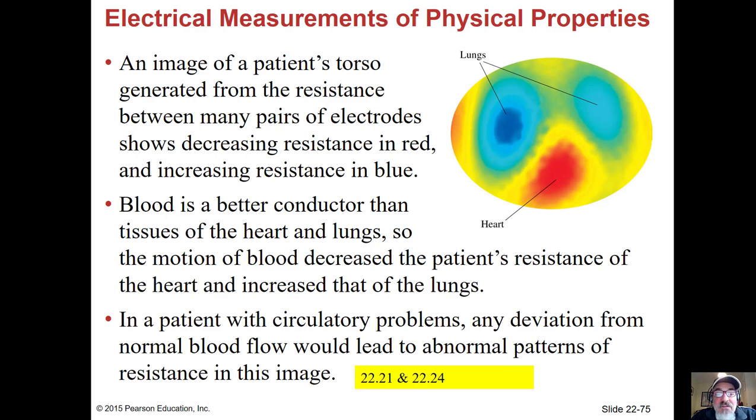In a patient with circulatory problems, any deviation from normal blood flow would lead to different pictures. So if you know what the picture should look like, you compare it to the picture that you get.